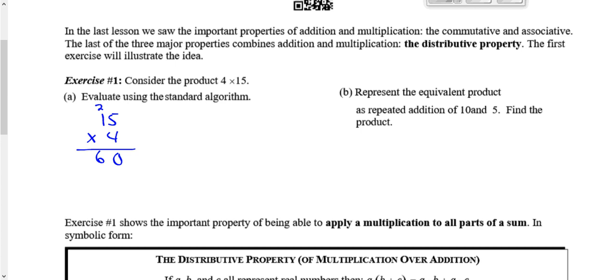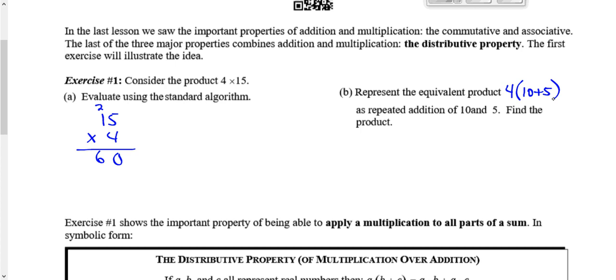Kind of? Okay. So let's take a look at part B, and there's a big typo here, a big thing missing in part B. They want us to represent the equivalent product, and it should say, so pencil this in, 4 times 10 plus 5. Anyway, it's all part of editing, the joys of it. In part B, is that really just 4 times 15?